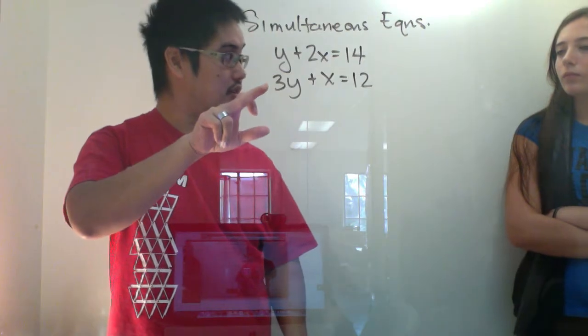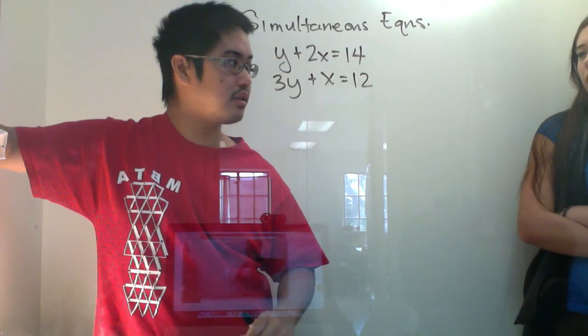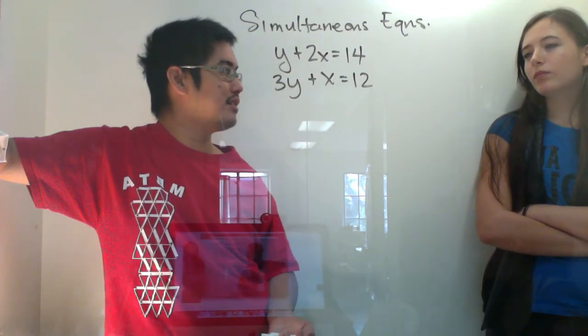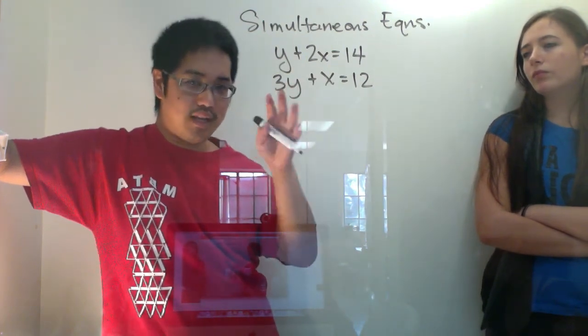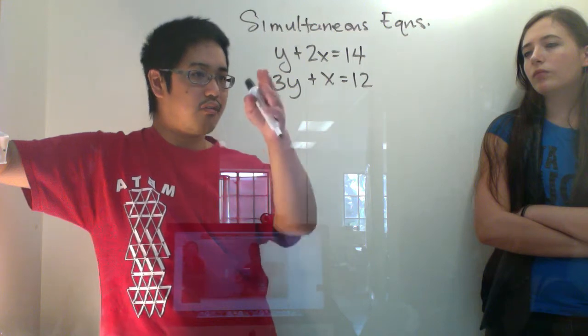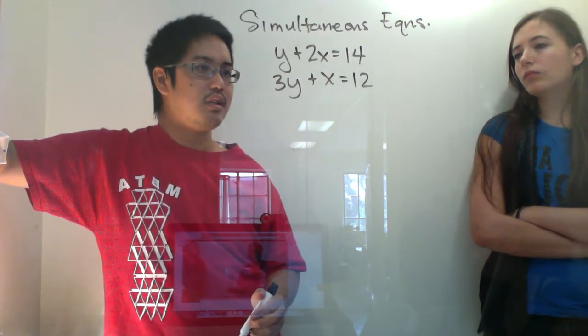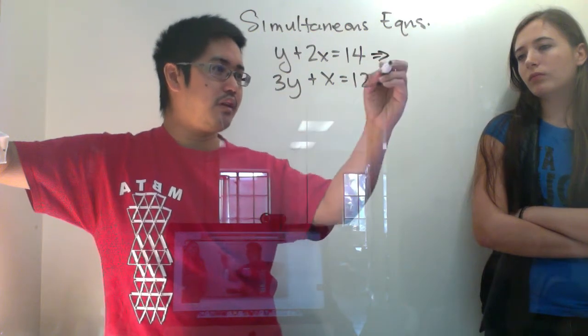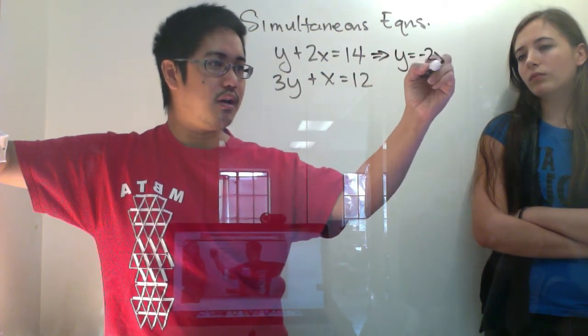What about this? Is this a linear function or a quadratic function? Linear. It's also a linear function. These are actually two lines. So what I'm asking you to do when I say solve these two equations is, really, if it's all right with you, I'm going to make this look a little bit different. I'm going to make this y equals negative 2x plus 14.